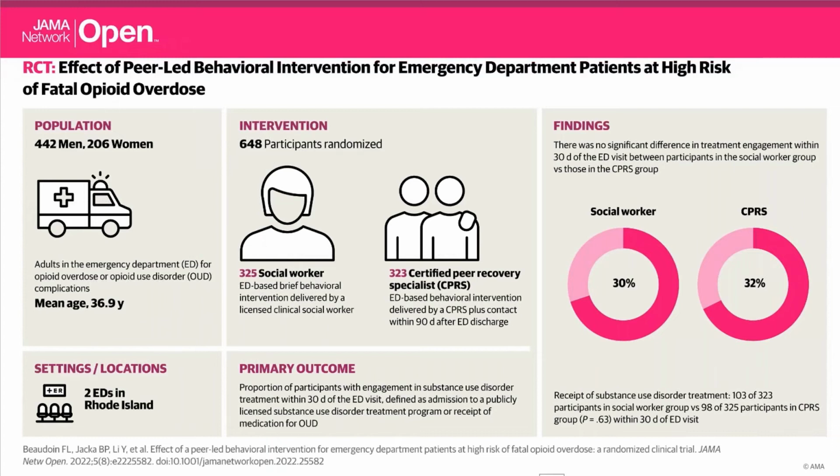Now I'm putting back the piece that I hid for you for that last view. And so now here are the results over on the right-hand side. And so the authors are reporting that 30% of the participants assigned to a social worker were in receipt of substance use disorder treatment, as compared to 32% who were assigned to the certified peer recovery specialist. So then the question is for students, is that important? Is that significantly different?